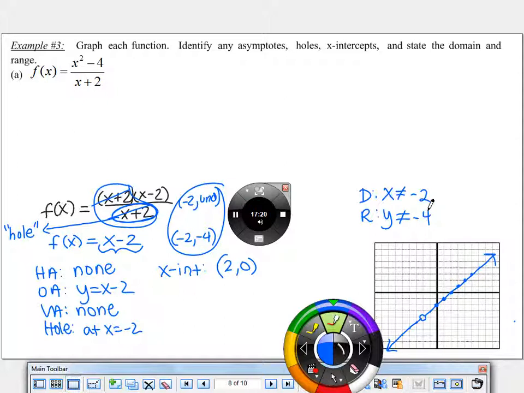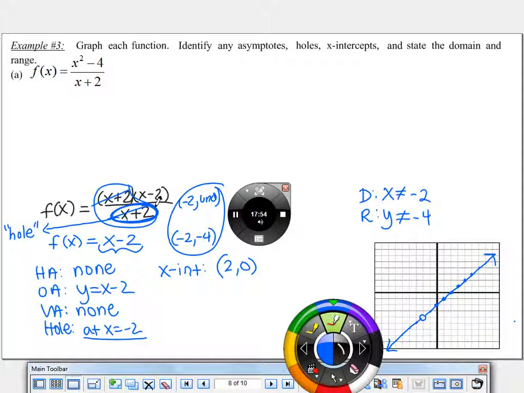So any questions? All the other parts are going to be the same. Will it always be that number? Yes. The hole is always going to be at the x value that would have made the denominator equal to 0 originally, but now is no longer in the denominator. So if the original function had a factor in the denominator that got canceled out, the hole is whatever x value would have made that original denominator equal to 0 that is no longer there.